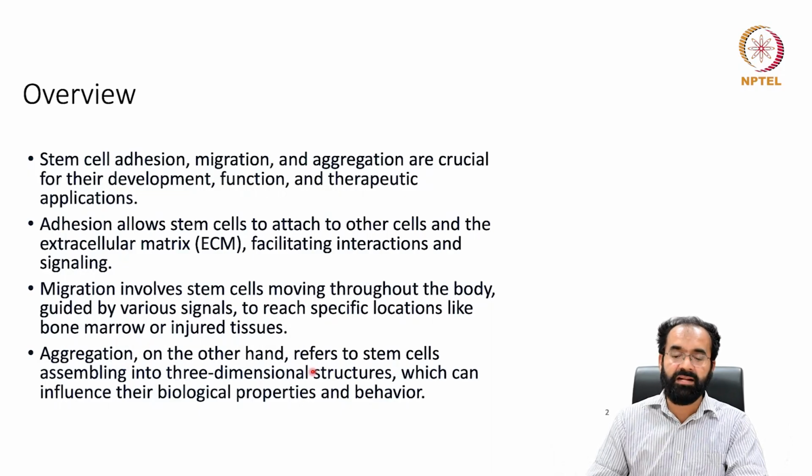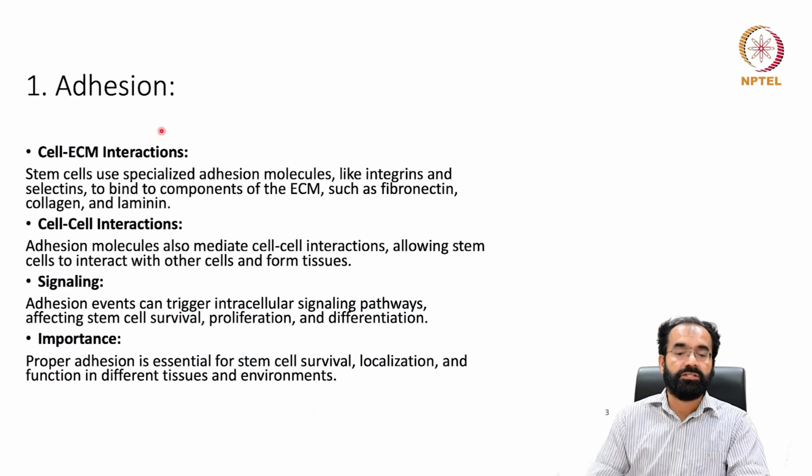Aggregation, on the other hand, refers to stem cells assembling into three-dimensional structures which can influence their biological properties and behavior. So if a cell is not able to form aggregates, then it is less likely to be a suitable cell type or isolate for an organoid or organ culture. So adhesion, let us quickly revisit.